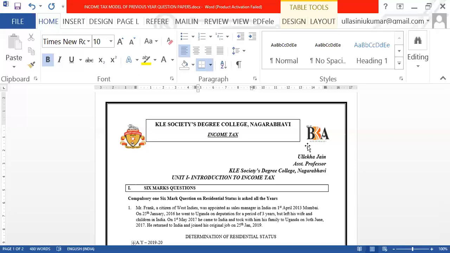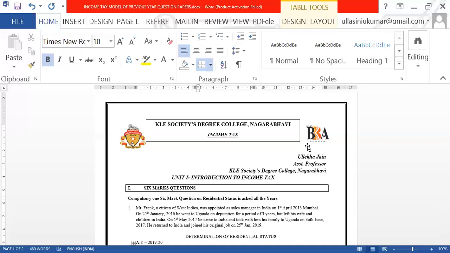Then we move on to the additional conditions under section 6 subsection 6. The first condition is that a person has to stay for 2 years out of the 10 preceding previous years. The second additional condition is that a person has to stay for 730 days out of the 7 preceding previous years. If an individual satisfies one of the basic conditions and both the additional conditions, he becomes a resident and ordinary resident.